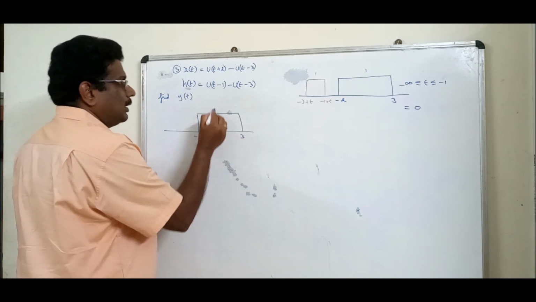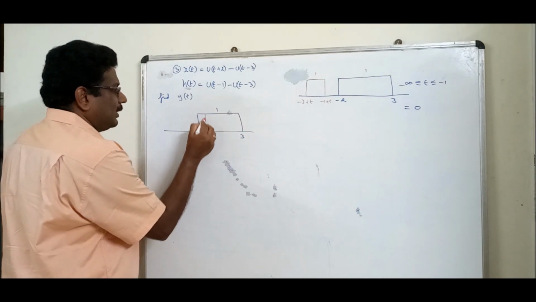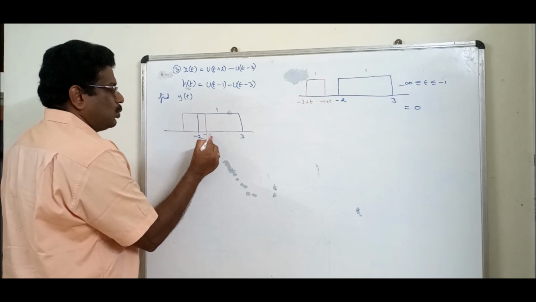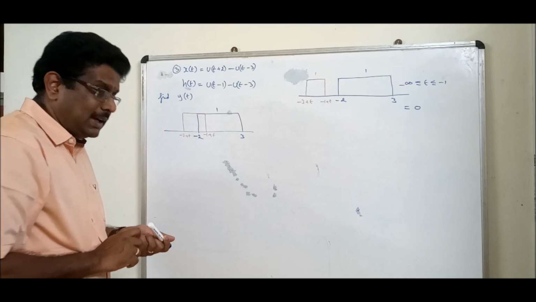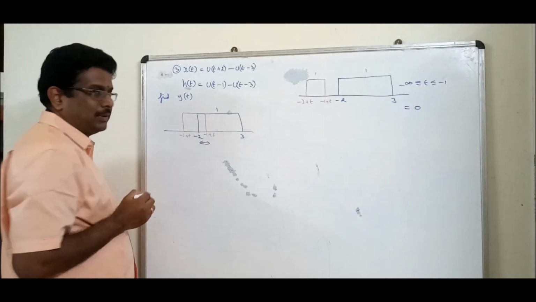Minus 2 to 3, amplitude is 1. So, let it slightly enter inside. Small, minus 1 plus t, minus 3 plus t. So, this is increasing type of amplitude. Where is the common place? This is the common place.